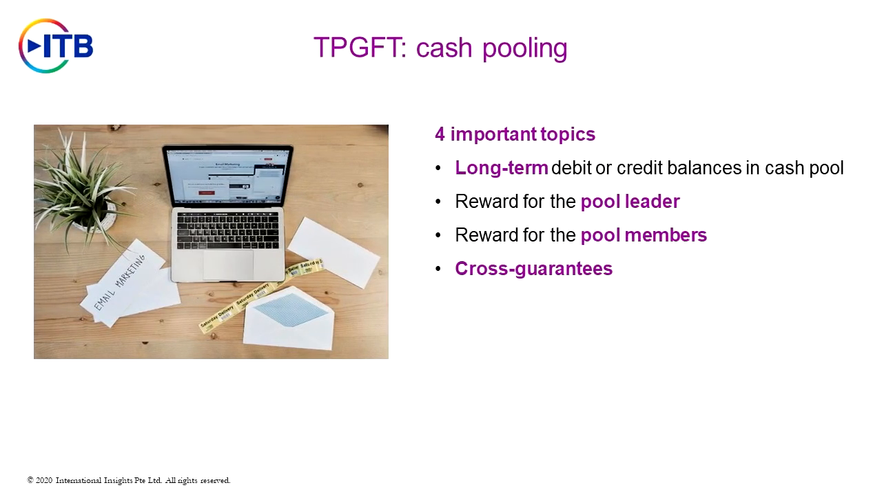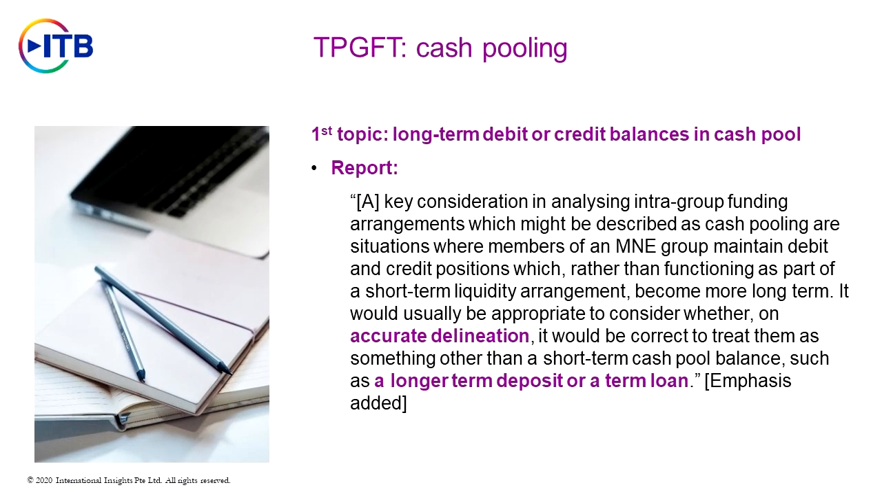The report provides comments on 4 important topics in regard to cash pooling: long-term credit or debit balances in the cash pool, reward for the pool leader, reward for the pool members, and cross guarantees. I will look at each of these in turn. The first topic is how to deal with long-term debit or credit balances in the cash pool.